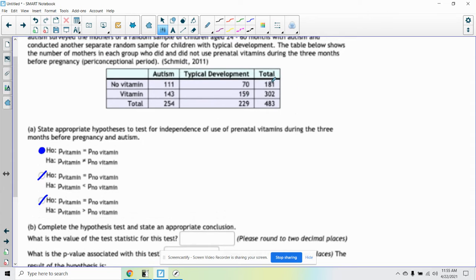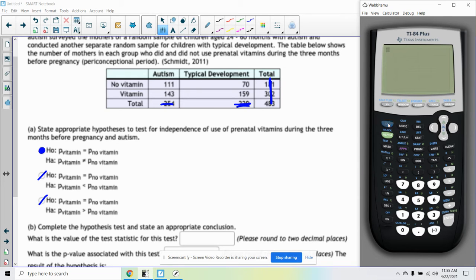So we're just going to start by putting this. Don't ignore the totals. We don't need that. Put that 2 by 2 matrix into your calculator. So let's see, I can go back to matrix. Let's see if I can just edit this one, make it 2 by 2. And I get 111, 70, 143, and 159.